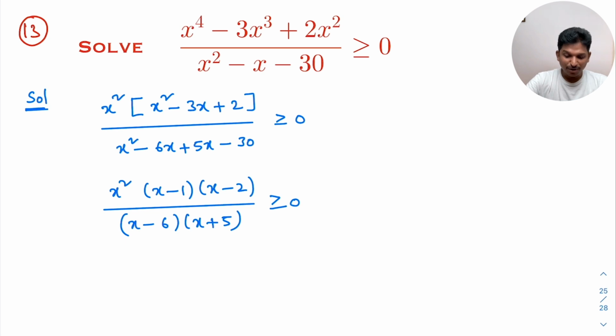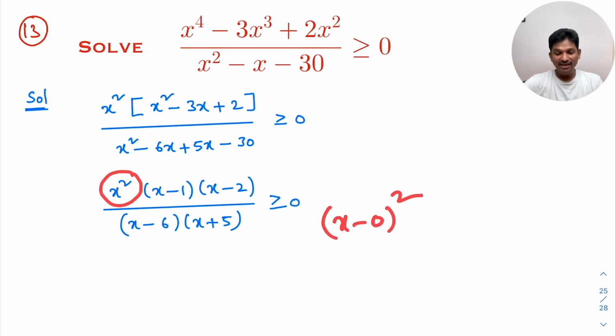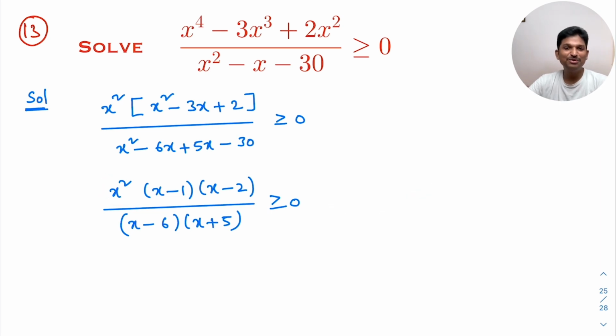Now, what is the problem here? This is x minus 0 whole square. See, x square can be written as x minus 0 whole square. Even power is there here. There you need to be cautious. Other than that, this problem is easy.